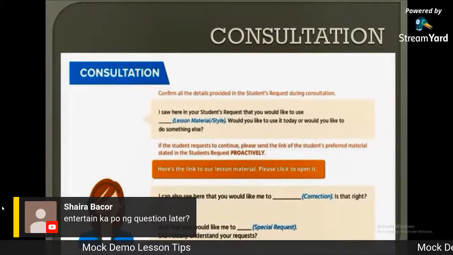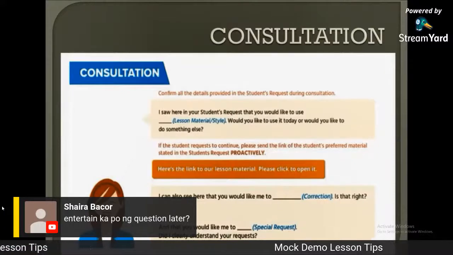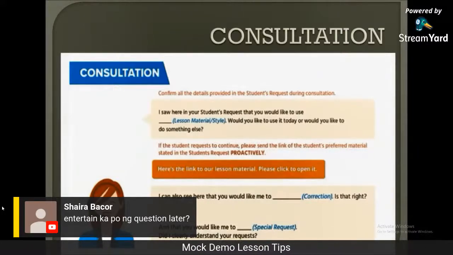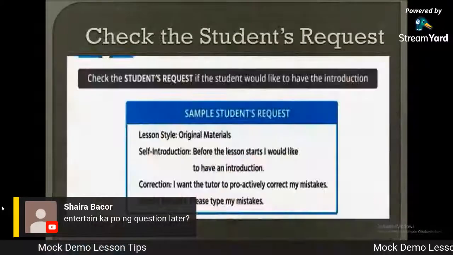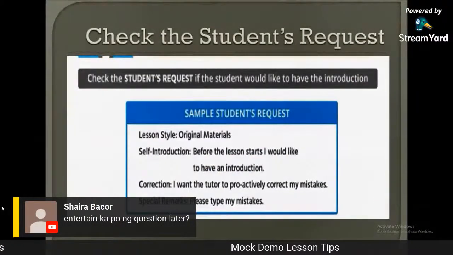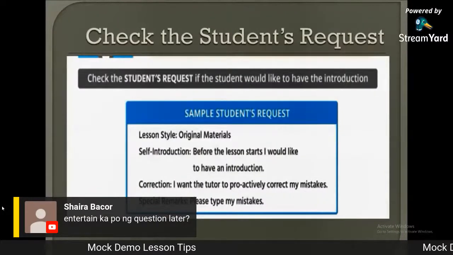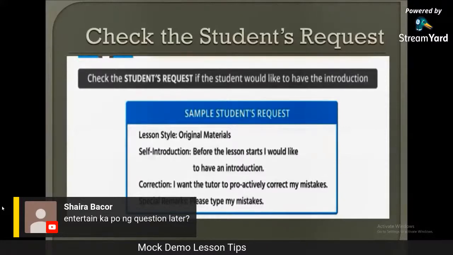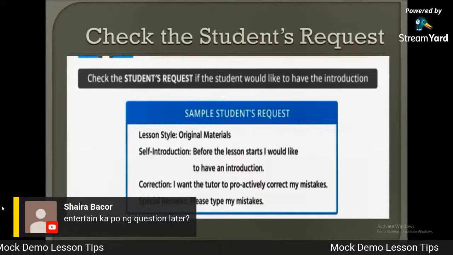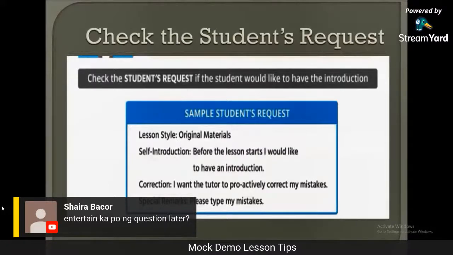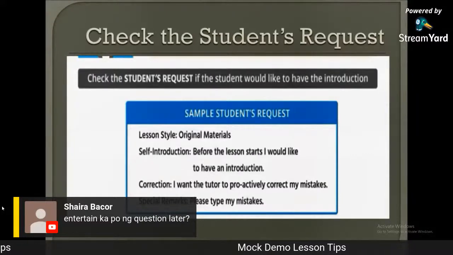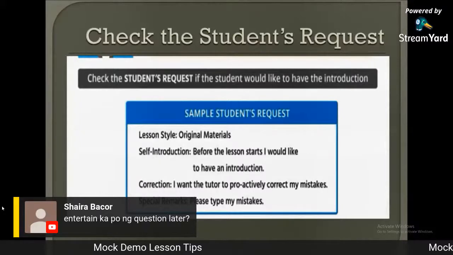This is where the student's request is very much needed. So you can say, I saw here in your student's request that you would like to use original materials. As you can see here, look at the lesson style. It's original materials, right? And for the self-introduction, the student wants to have an introduction before the lesson starts. And for correction, I want the tutor to proactively correct my mistakes. And for the special remarks, please type my mistakes. Again, this is for your eyes only.